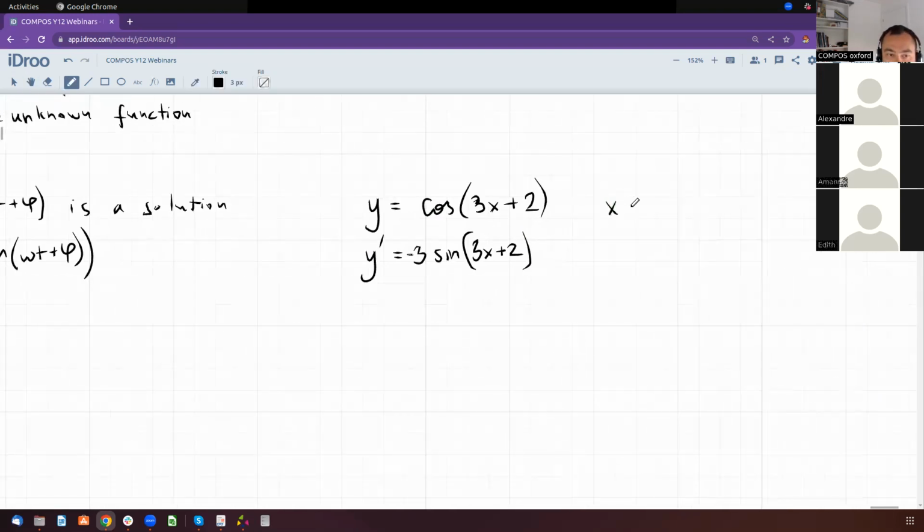We have x equal a cos omega t plus phi. x dot, which is the derivative, just like that, is going to be a times omega, because omega is the 3, sine omega t plus phi. And there's a minus, of course. Right? Does that make it clear?